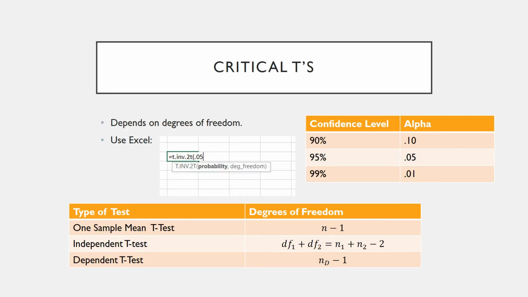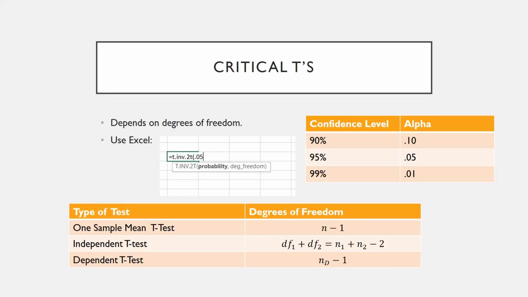And then the critical t's are found by getting the degrees of freedom. And we can use Excel to get the critical t's. You can use the T.INV.2T function. And what you enter is the alpha level, which they call probability in Excel, and then enter the degrees of freedom.